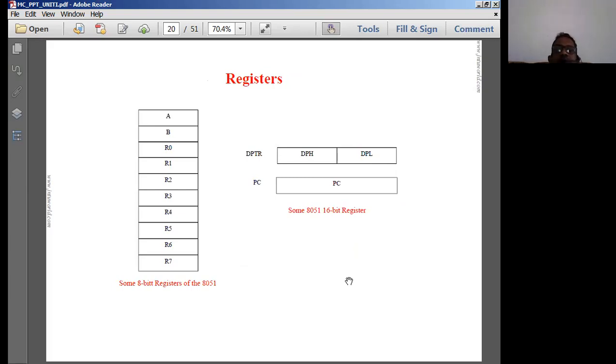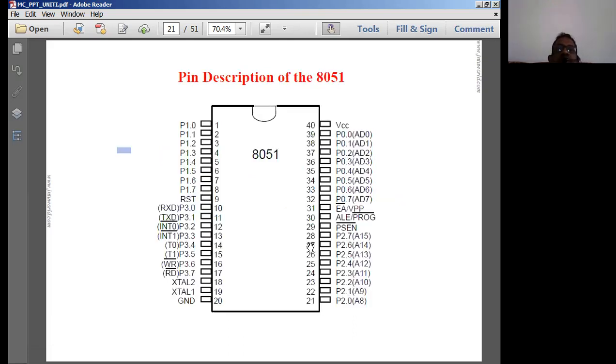Then apart from that, there are some other registers used in the programming called temporary registers, R0, R1, R2, R3, and so on up to R7. A and B registers, where A is known as accumulator, PC is the program counter, and DPTR is the data pointer register. It is subdivided once again into lower order and higher order data pointer registers. So this much we have discussed in the previous class. And in today's class we'll go through the 8051 microcontroller pin diagram.